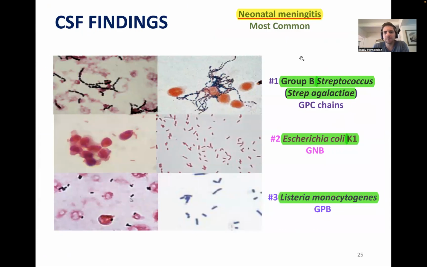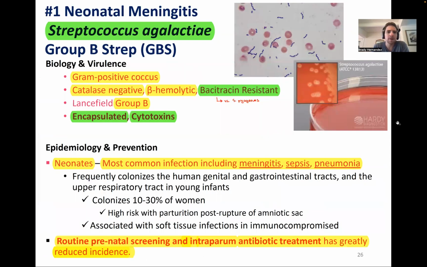Right, okay, so good, here we go. So these are for the little kids. Group B strep, as you get it during delivery. E. coli is another one, and listeria, right? So keep those in mind. All right, and then it kind of just goes into the different ones.